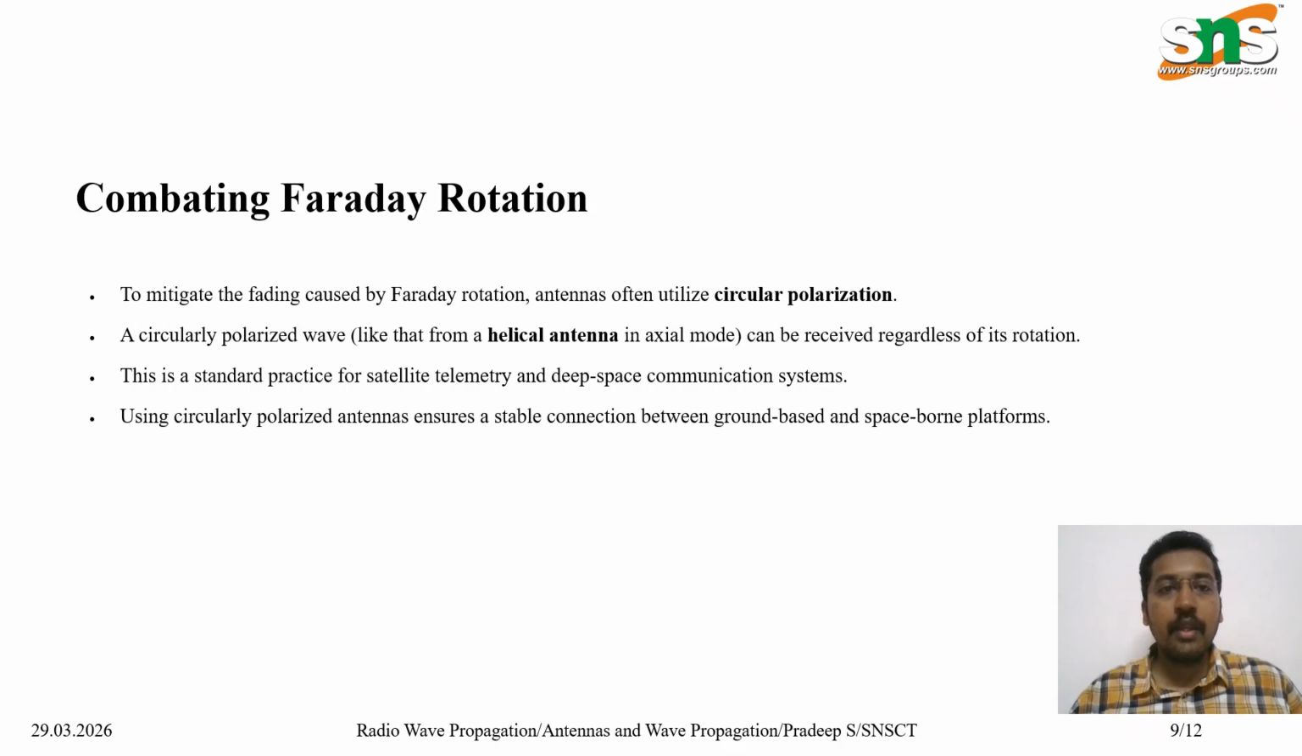Combating Faraday rotation. To reduce the effect of Faraday rotation, circularly polarized antennas are often used. In circular polarization, the wave rotates as it travels, making it less sensitive to polarization changes. For example, helical antennas operating in axial mode can receive signals effectively regardless of rotation. This technique is widely used in satellite communication and deep space systems to maintain a stable signal link.